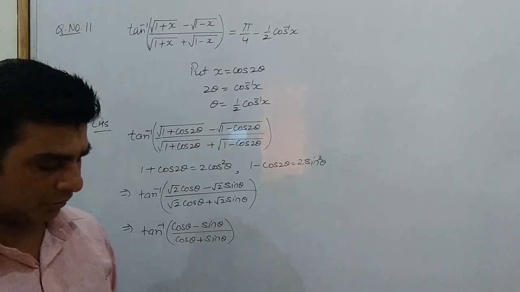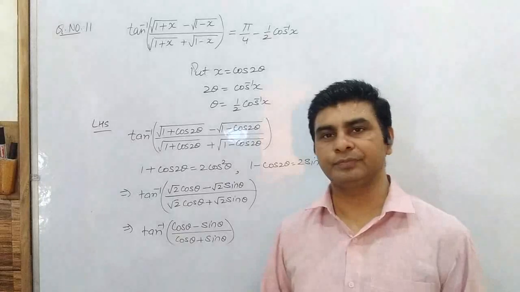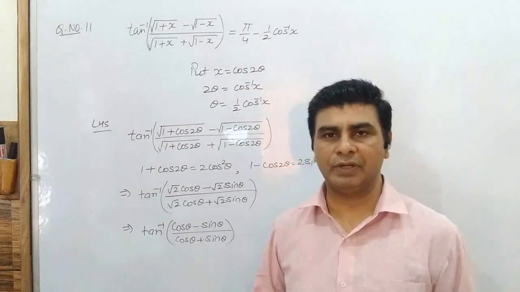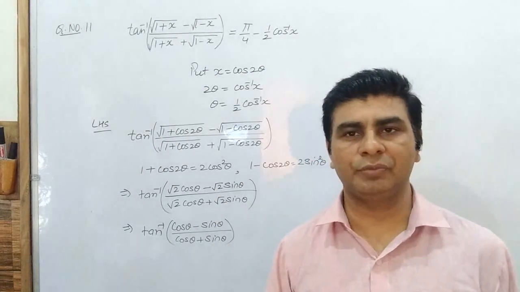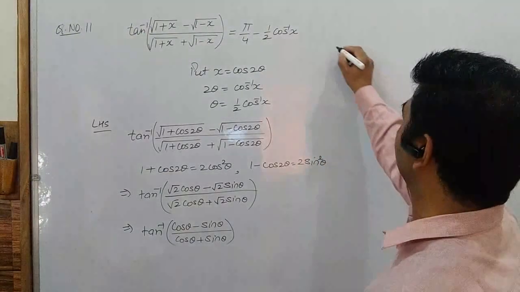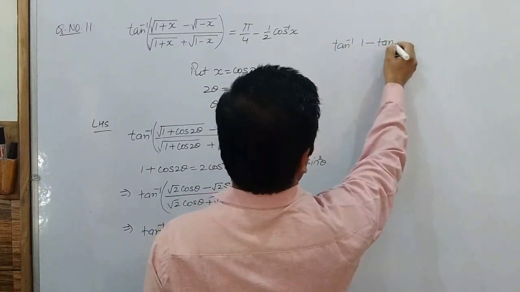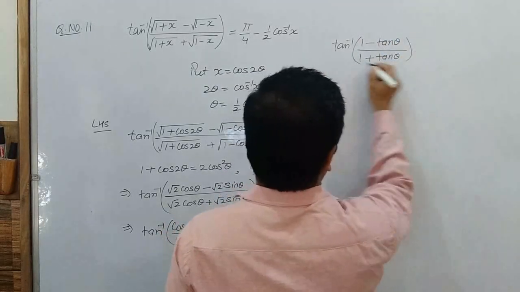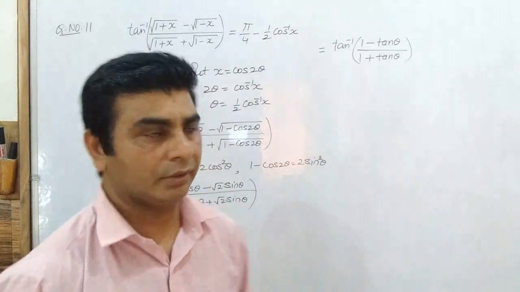This is the question which we have already done in exercise 2.2, question number 8, in which cos theta and sin theta are in your numerator as well as denominator. So at that time we divide numerator and denominator by cos theta. So let me divide numerator and denominator by cos theta. So what we will get is tan inverse of (1 minus tan theta) upon (1 plus tan theta), after dividing the numerator as well as denominator by cos theta.